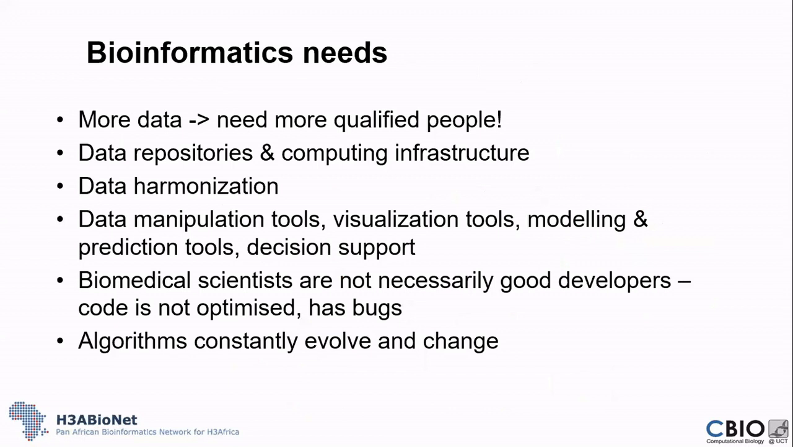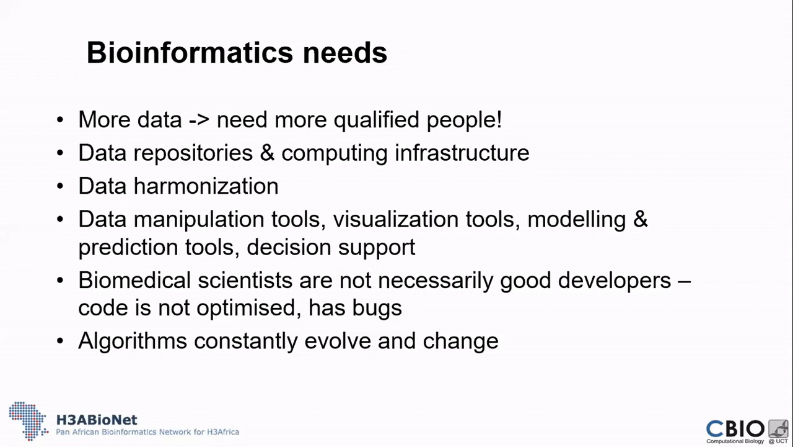So generally, the bioinformatics needs in this high throughput life science data are, well, we need more bioinformaticians. We have more data, so we need more qualified people who can manage data. We need more data repositories and computing infrastructure. The data need to be harmonized.